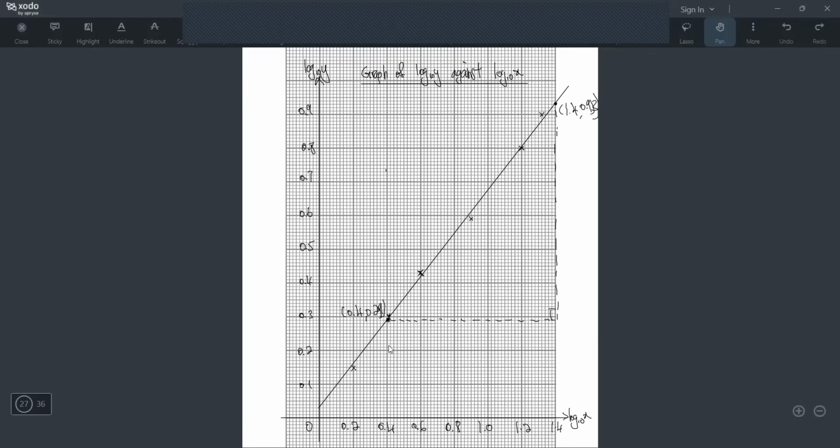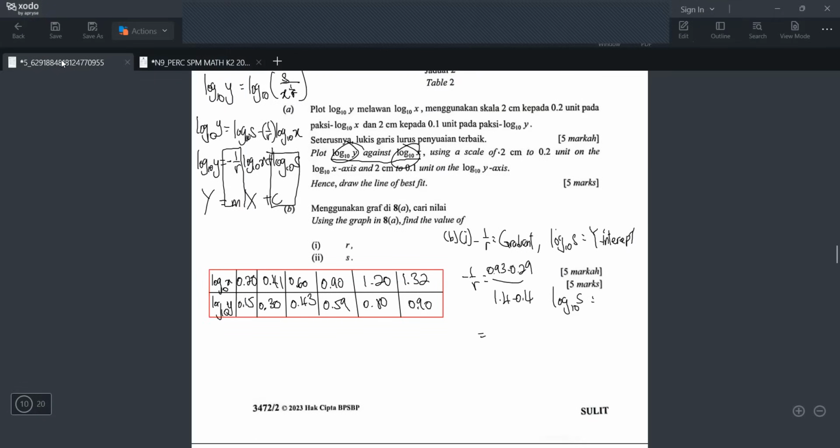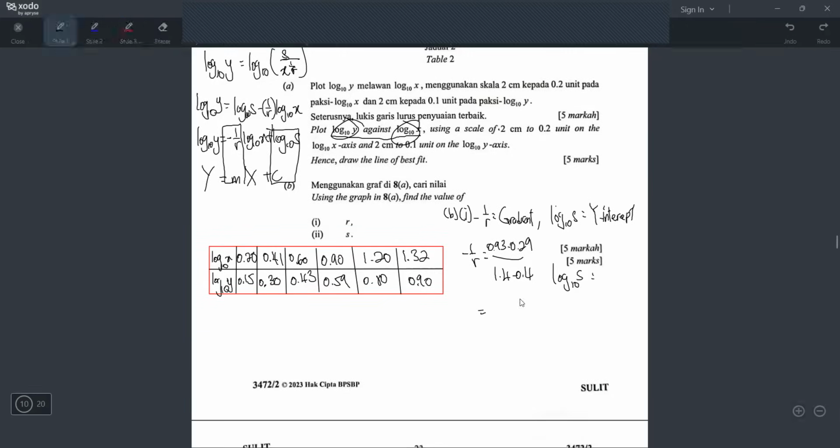So you understand? Okay, so what is 0.93 minus 0.29? My calculator gives me 0.64. Yeah, so 0.64. And what is 0.64 divided by 1? 0.64 also. So this one is 0.64, right? Because 1.4 minus 0.4 is 1. So it's negative 1 over r here.